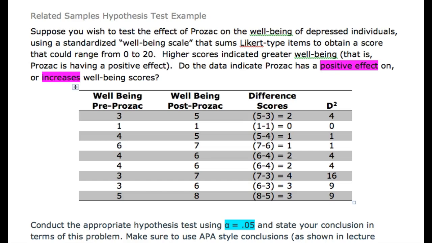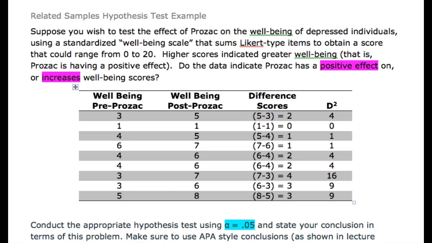So suppose you wish to test the effect of Prozac on the well-being of depressed individuals using a standardized well-being scale that sums Likert-type items to obtain a score that could range from 0 to 20. Higher scores indicated greater well-being. That is, Prozac is having a positive effect. Do the data indicate Prozac had a positive effect on, or increases, well-being scores?